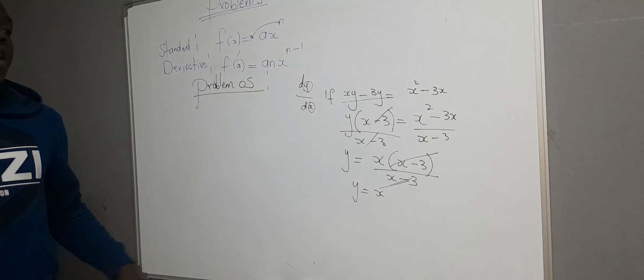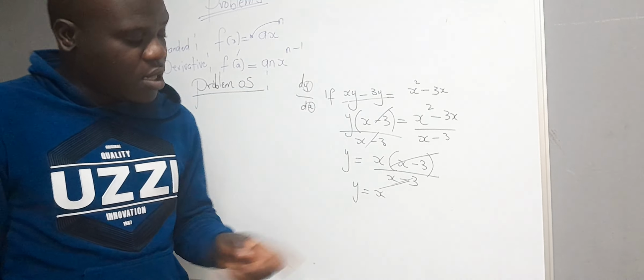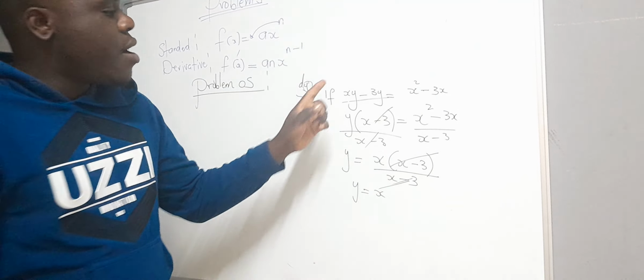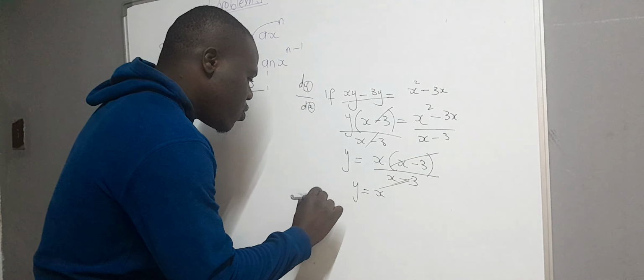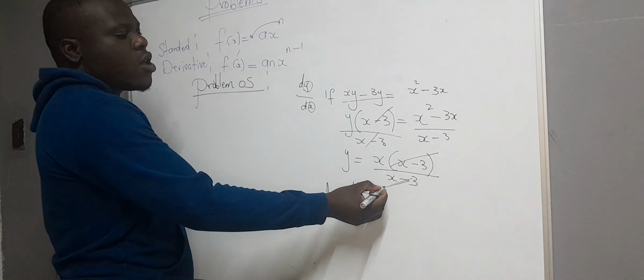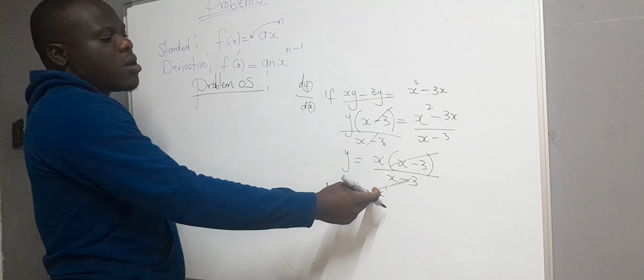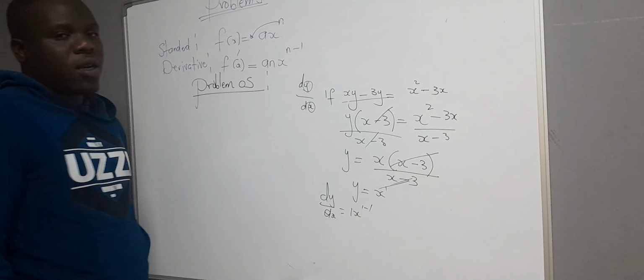You see now, this is the standard form. Then we will just simplify it. Now it's time for you to introduce dy over dx. So we're going to say dy over dx equals to. Here you know that you have 1, so this one must come down. You are going to have 1x to the power of 1 minus 1.